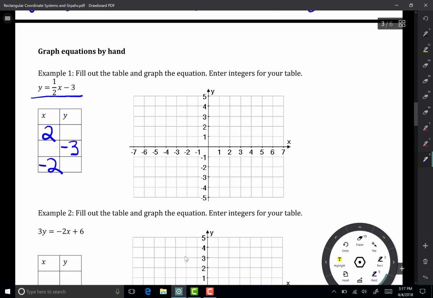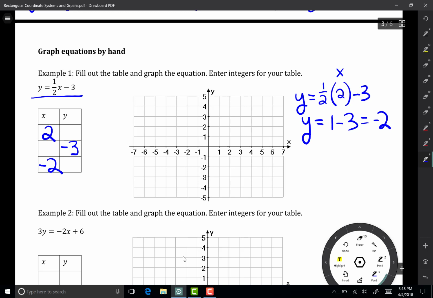So I can make this t-table. If I look at the first point, I'm looking for the value of y when x is 2. So I'm going to plug into the equation y equals 1/2 x minus 3. I'm going to replace the x with the 2. So I'm going to have y equals 1/2, and then I'm going to plug in 2. So this is where x was, but I'm replacing it with 2, minus 3. So 1/2 times 2 is 1, and I get 1 minus 3 is equal to negative 2. So I now know the value of y when x is 2. Y is negative 2.